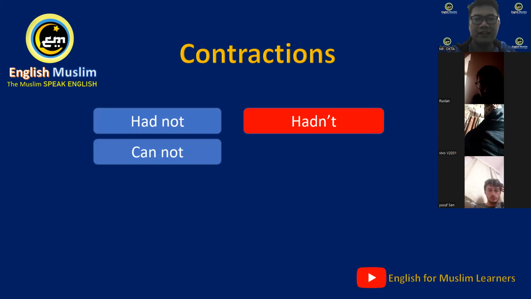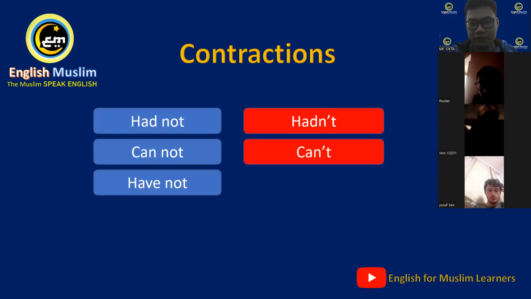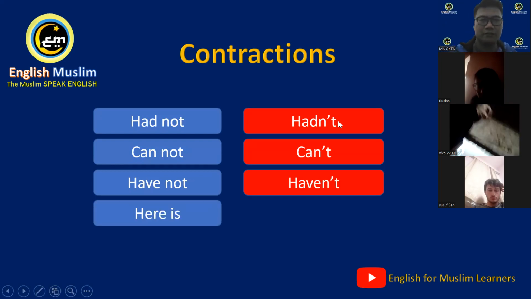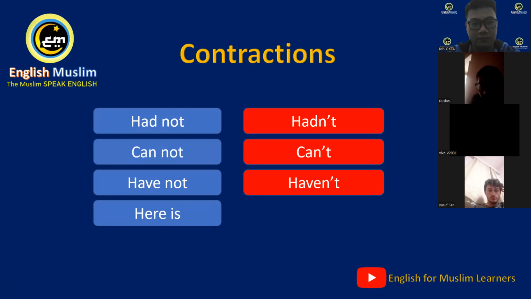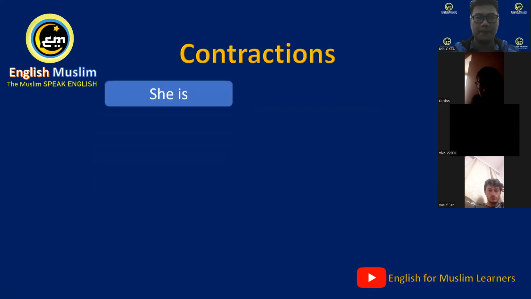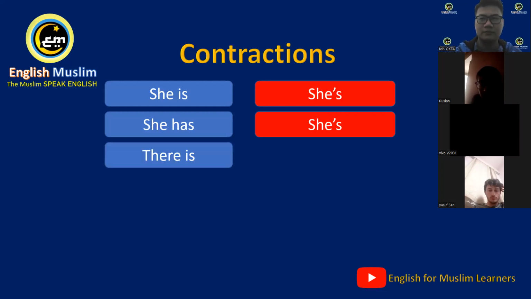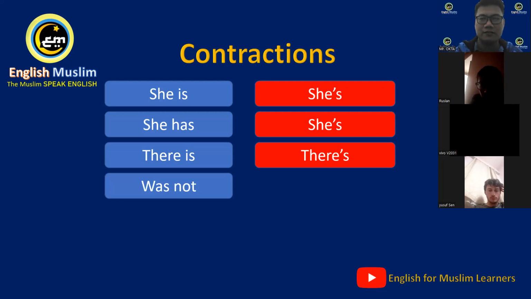Can't. Can or con, it's okay. Haven't. Here's. Shouldn't. She's. There is, there's. Wasn't. Yes, mashallah.